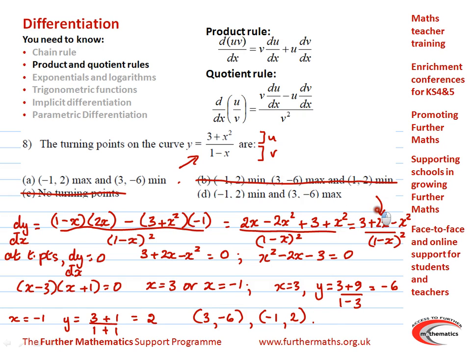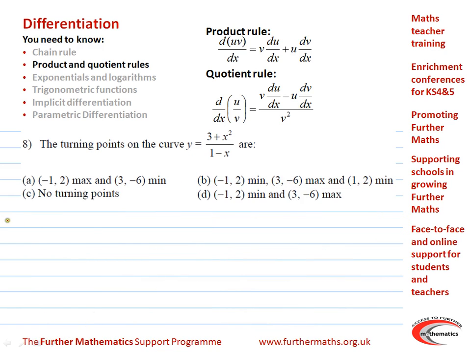I need this expression here on the next page, so I know that I've got dy by dx is (3 plus 2x minus x squared) all over (1 minus x) all squared. That was my differentiated expression. Now I've got lots of choices here. I know that my points are (minus 1, 2) and (3, minus 6), but I don't know whether they're max or min. I could consider points slightly either side of x equals minus 1 and see whether the gradients change from positive to negative or vice versa.